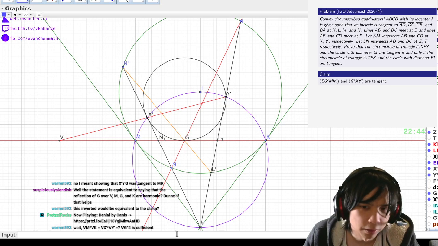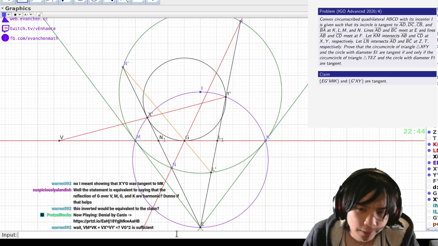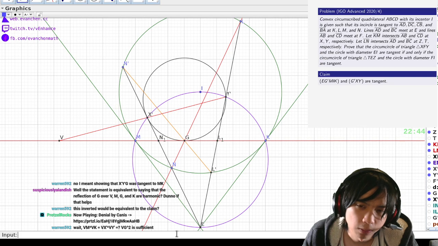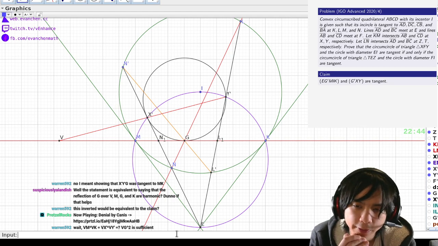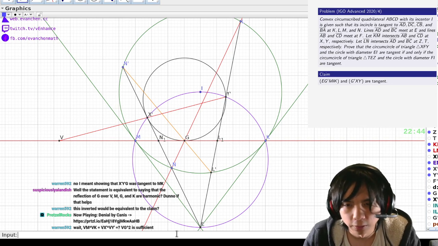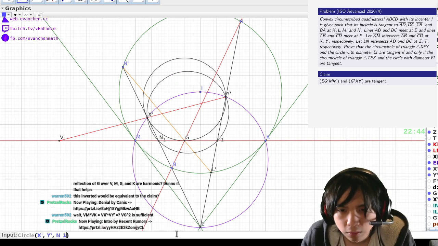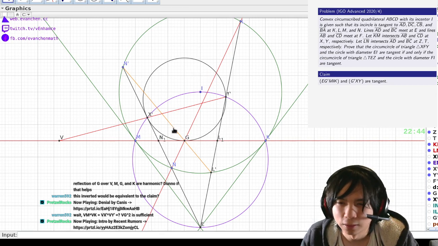VM times VK, that's what I've been staring at. And I believe that VN1... By Desargues involution theorem on N prime N L prime L, also known as generalized butterfly, there's a unique point such that VM times VK equals VN1 times VL1 equals VG squared. So actually it would be enough for me to show that VN1 times VL1 is also equal to that thing. To that end, are those cyclic? Okay, so it's enough for me to show these guys are cyclic. Wait, actually, I can probably just angle chase that, can't I? Can I?